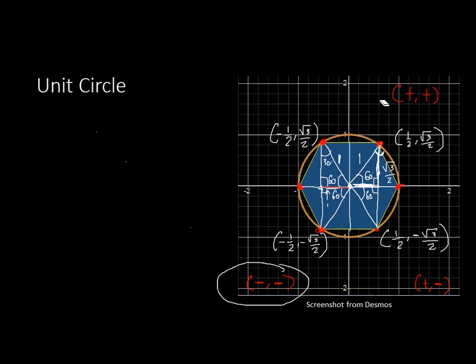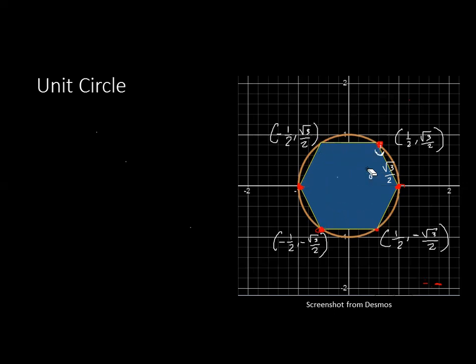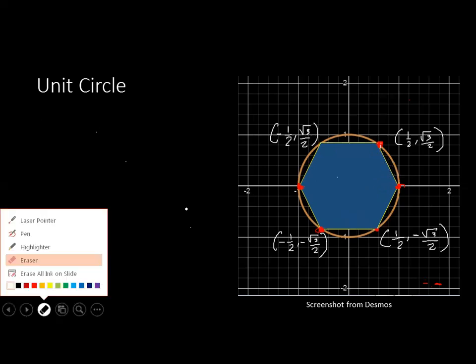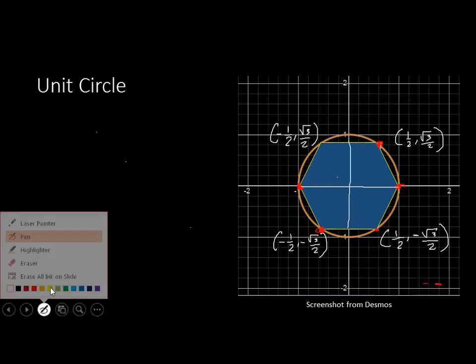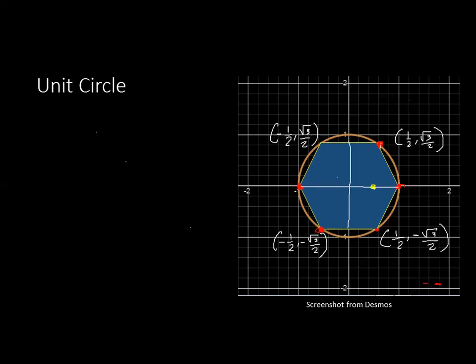Let me erase these ones, and the drawings here, because we already found the coordinates of the vertices. Let me just draw the lines here. So, let's imagine that we rotate the angle counterclockwise. From here going there, we have a 60-degree angle.